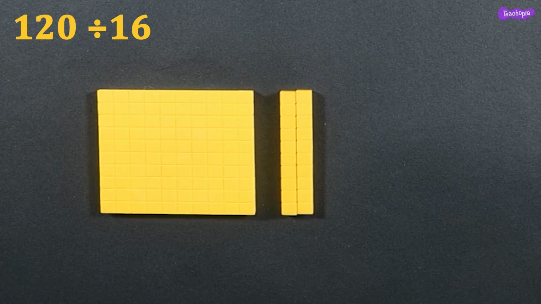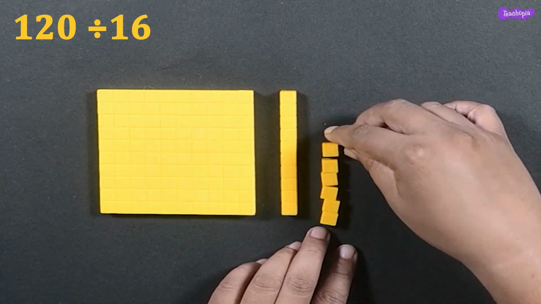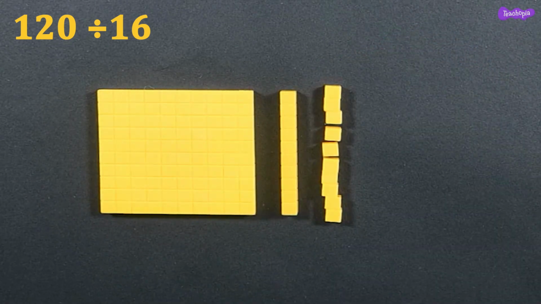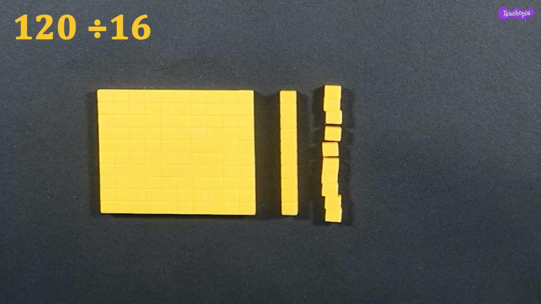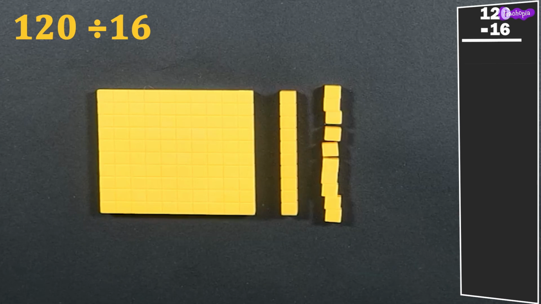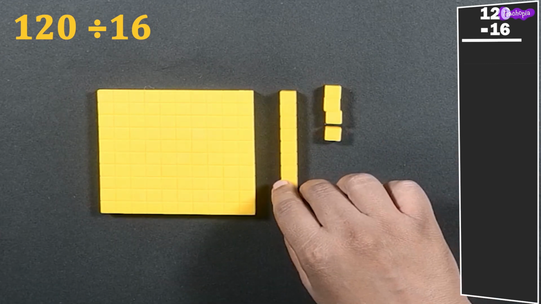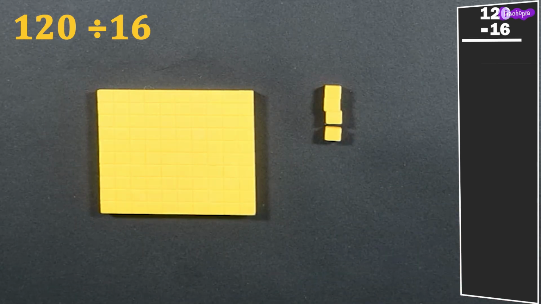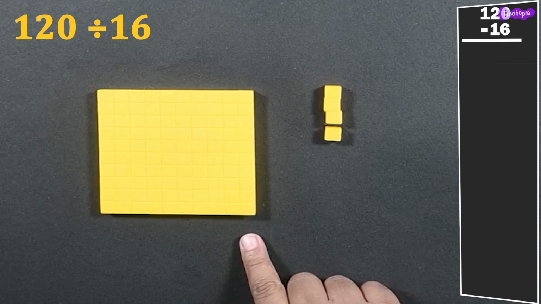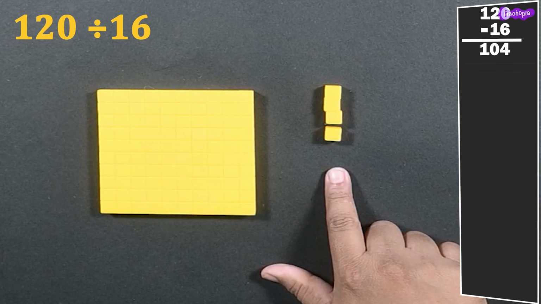No. So what we'll do here is, we will replace 1 rod by 10 unit blocks. A 1 rod is replaced by 10 unit block. Now it is possible for us to subtract or remove 16. So let us remove 16. To do that, I will remove 6 unit block, and then 1 10 rod. So after the first subtraction, we are left out with 1 flat, that is 100, and 4 unit block. 4 is remaining with us.